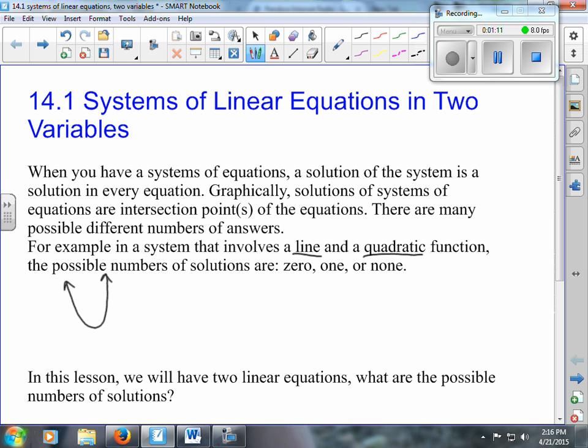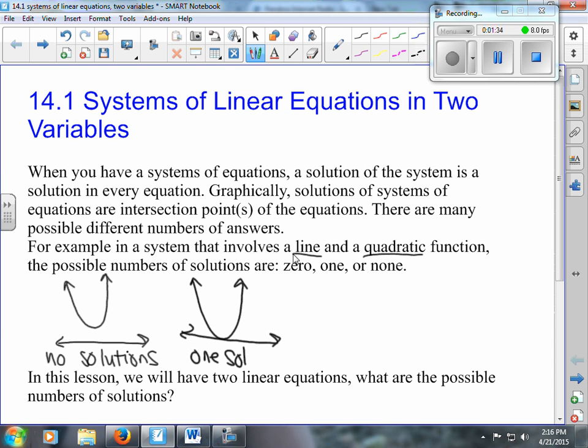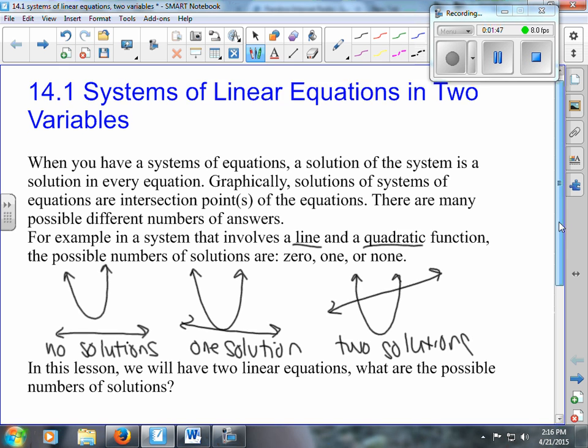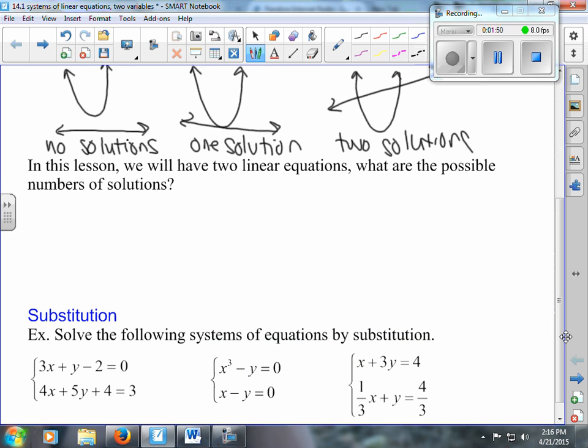Well, remember the graph of a quadratic is a parabola. Maybe the parabola and the line don't intersect. That would have 0 solutions. Maybe they hit at just one point exactly, like this line and this parabola. Or maybe they cross in 2 spots, like this line and this parabola. And so we only have 1, 2, or 0 solutions for a system of equations between a parabola and a line.